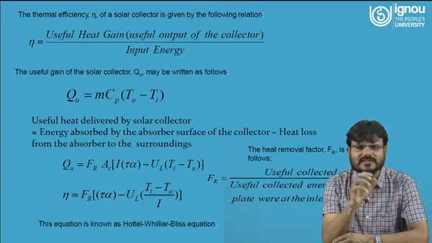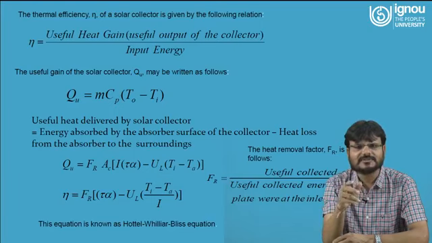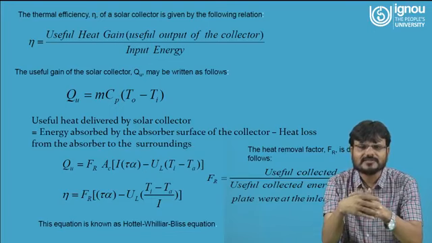Now this is a thermal energy, because we are talking about the efficiency. So efficiency is equal to what? Output upon input. So you just divide by the input in this formula, that means I multiplied by AC. So you can see here that AC and I will be cancelled out. So it will be Fr tau into alpha minus Fr UL Ti minus Ta upon I. This particular equation is known as the Hottel-Whillier-Bliss equation.